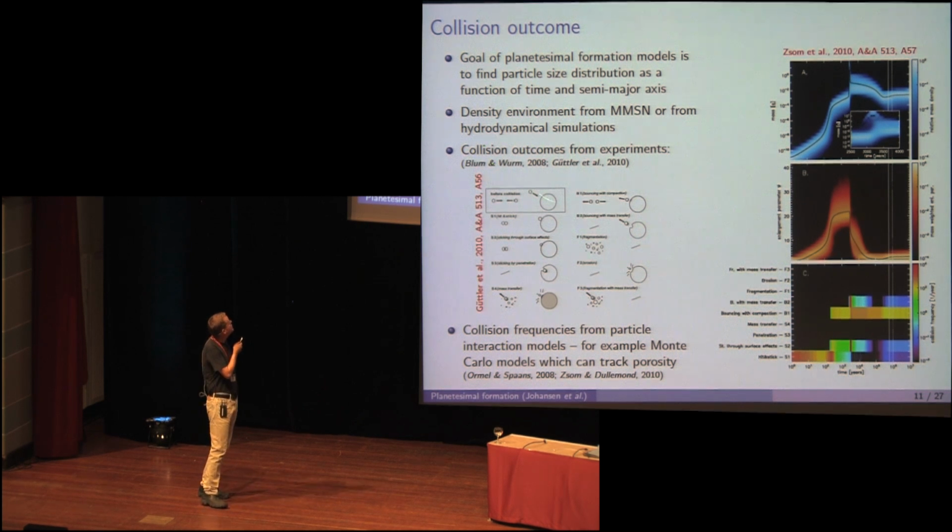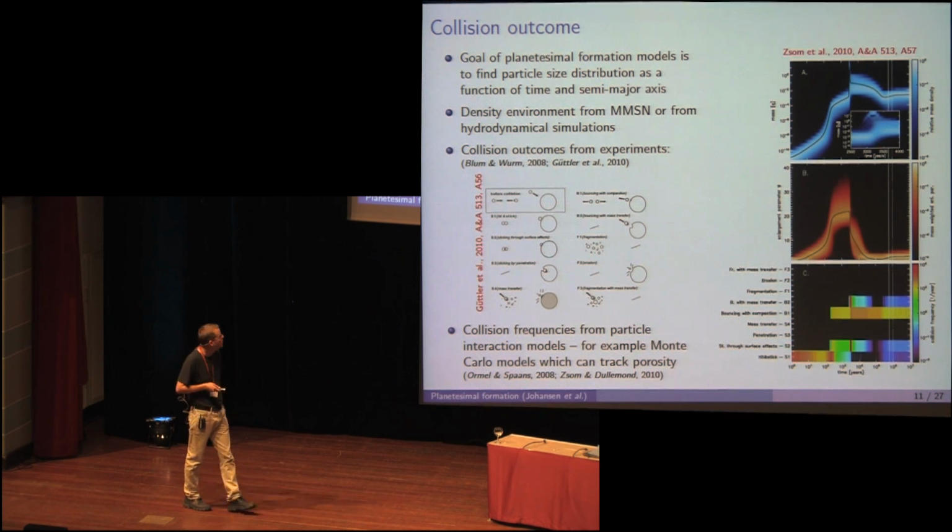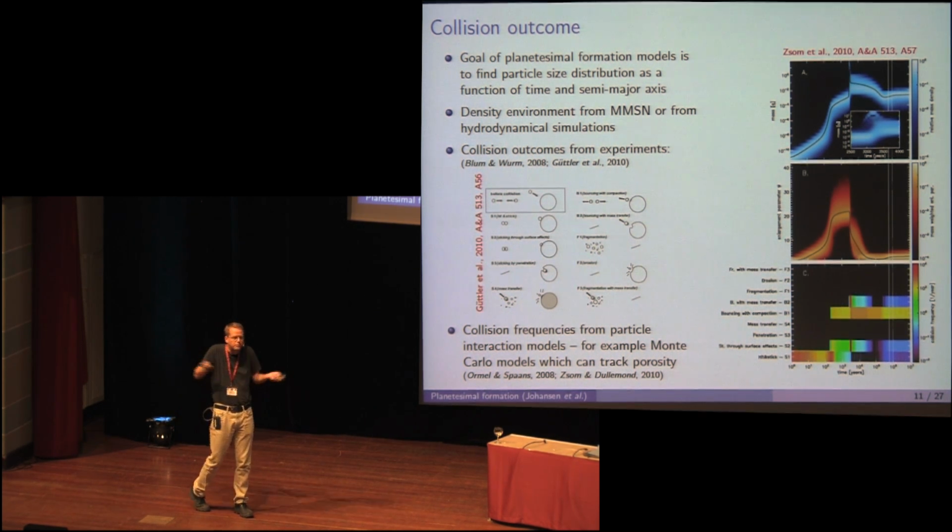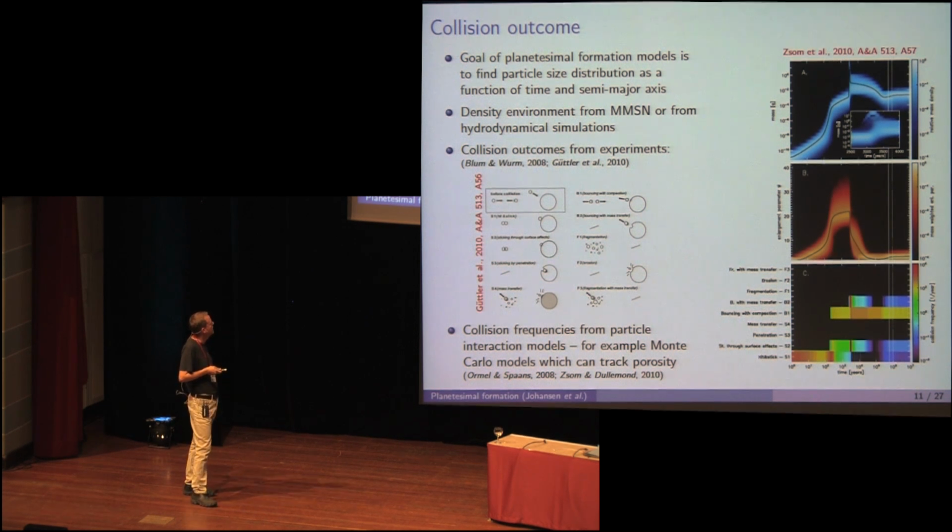And then you can take the collision outcomes from experiments. Leonardo already talked about this yesterday. I'm not going to go through it very much. I'm just going to mention that there are lots of experiments done in different laboratories in the world on what happens when you collide particles with different sizes, different porosities. What is the outcome? This is just a nice plot here from the Goodlad et al. paper, which shows the outcome of various kinds of collisions. And there's another plot in this paper also where you can say at what speed what happens after the collision.